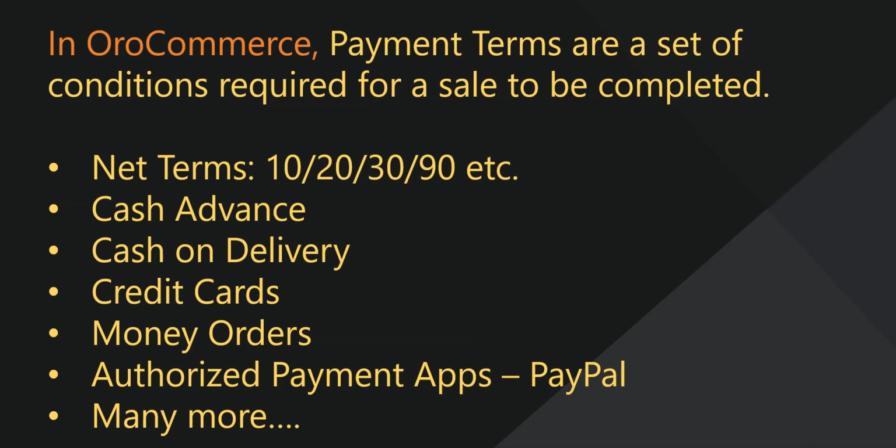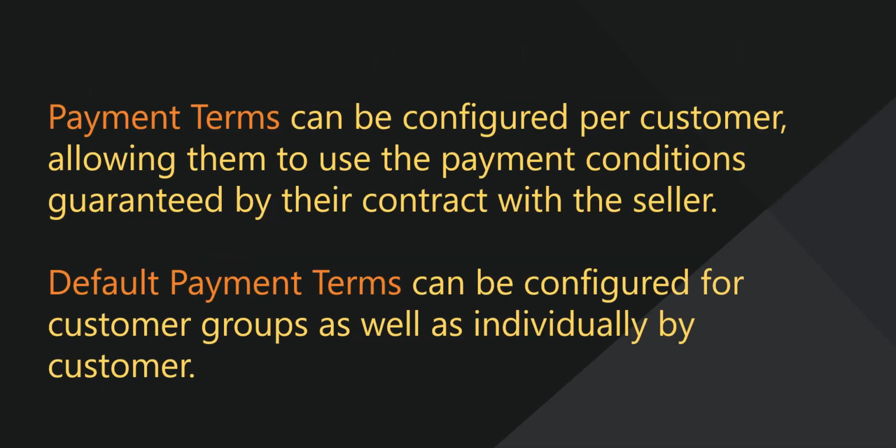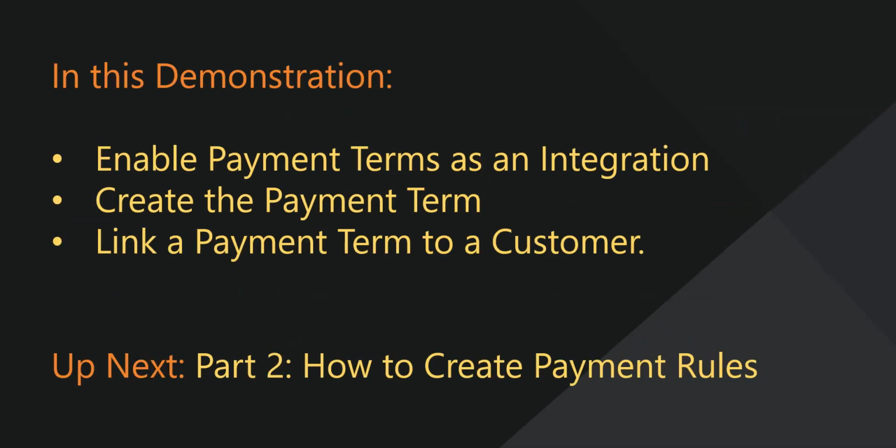Other payment terms might include cash advance, cash on delivery, checks, credit cards, money orders, or authorized payment apps such as PayPal. Payment terms can be configured per customer, allowing them to use the payment conditions guaranteed by their contract with the seller. Default payment terms can be configured for customer groups as well as individually for customers. In this demonstration, we'll show you how to enable payment terms as an integration, create the payment terms, and then link the payment terms to a customer.